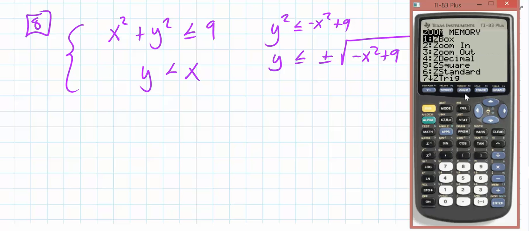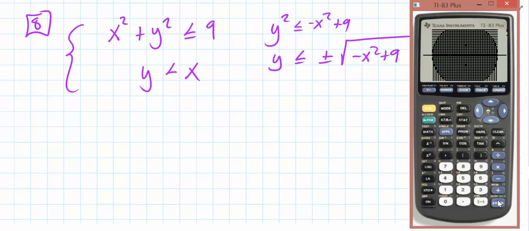Now if you hit zoom, do you notice how this doesn't look like a circle? This looks like an ellipse. Yeah, because our screen isn't square. So if we go zoom and hit number 5, which is square, it'll look more like a circle. Then you can zoom in and you actually get something that looks like a circle there with everything shaded in.